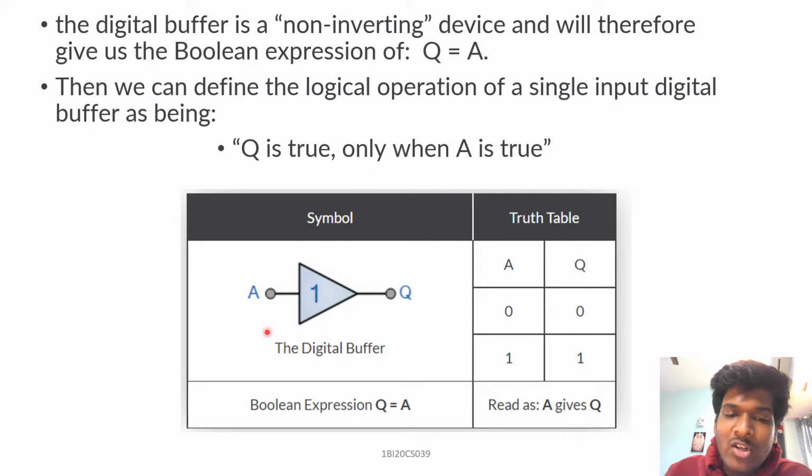A truth table is given here. The symbol of a digital buffer is also given. In this symbol, A is the input and Q is the output. Therefore, Q will be equal to A.